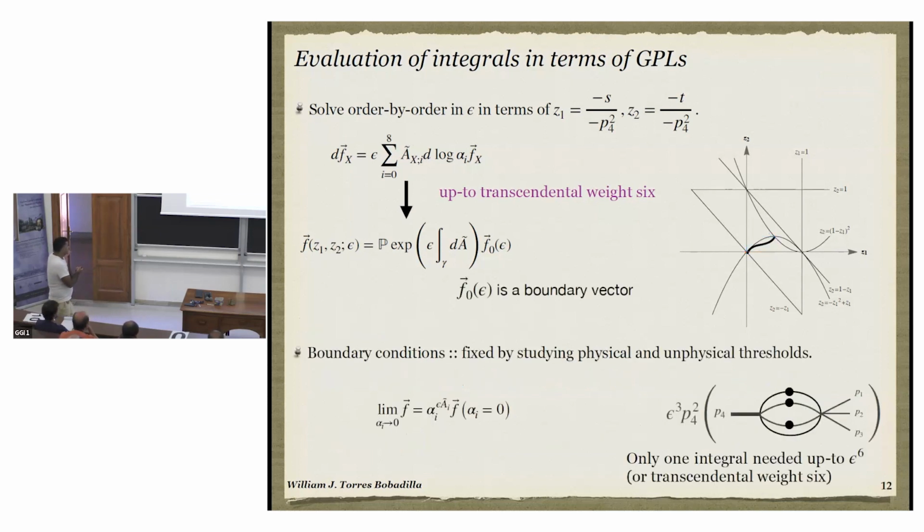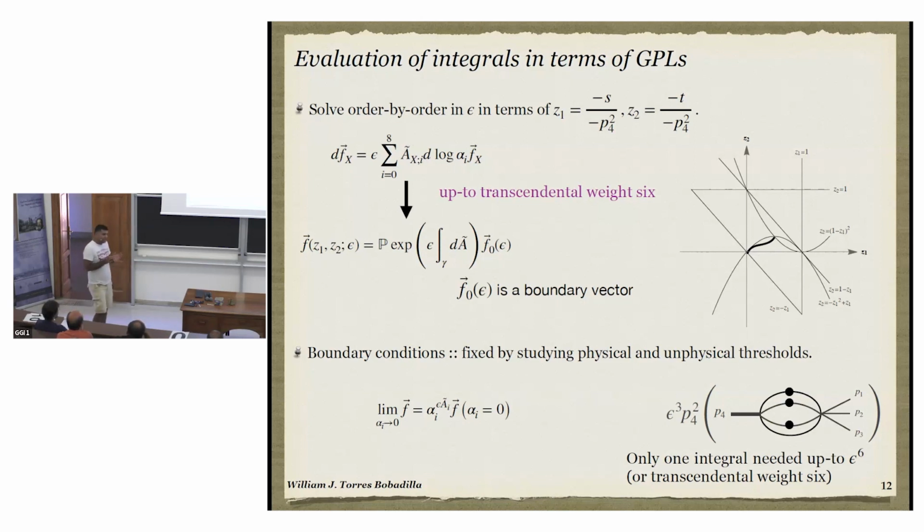All right. So as soon as this is done, we have everything in terms of arbitrary constants, and we need to fix the boundary conditions. For the planar case, everything is somehow trivial because you simply fix regularity conditions and then you are done. But for the non-planar case, apart from the regularity conditions, we also need to look at additional constraints. And these additional constraints are given by the study of physical and non-physical thresholds.